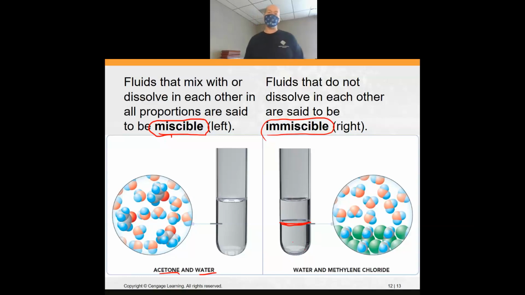The liquid on the bottom is going to have the higher density. Of course, the one on top is going to have the lower density. You need to know the terms miscible, which means they mix together, and immiscible, which means they do not mix together.